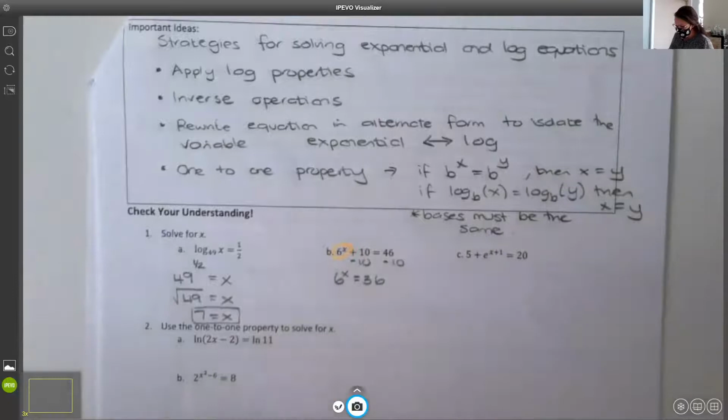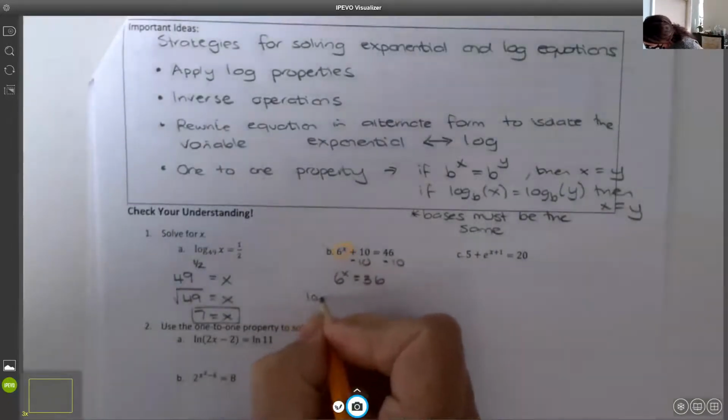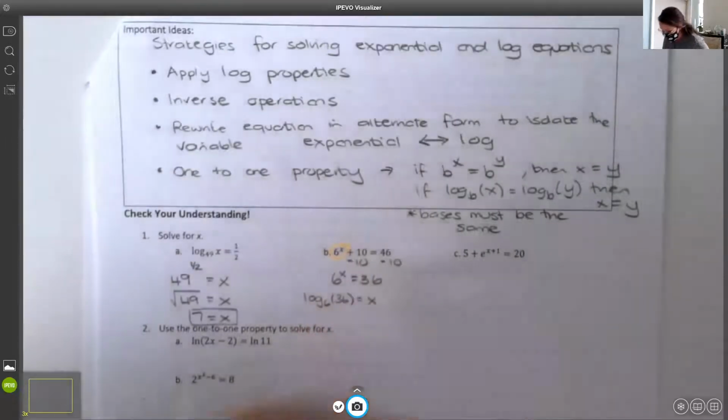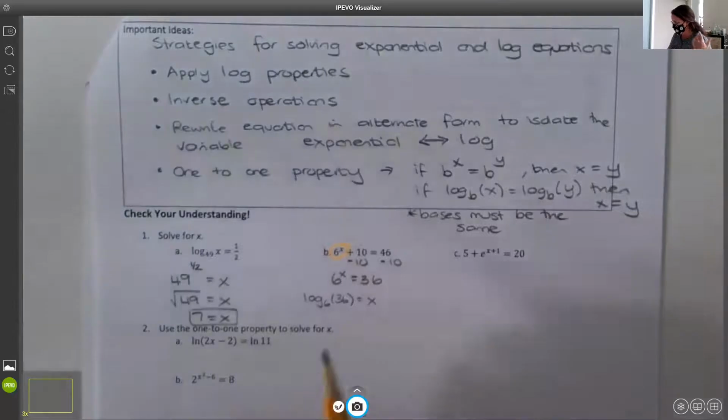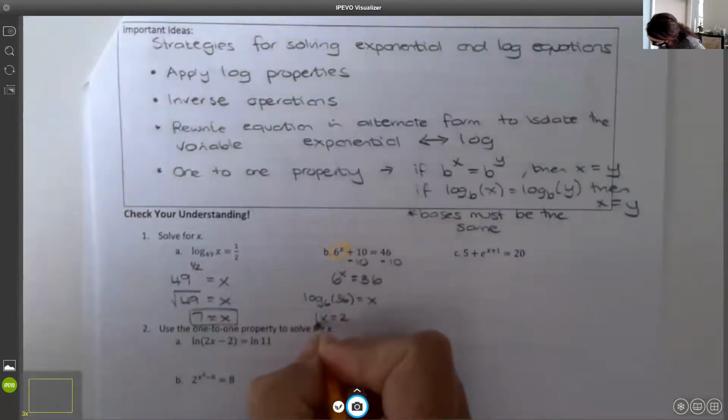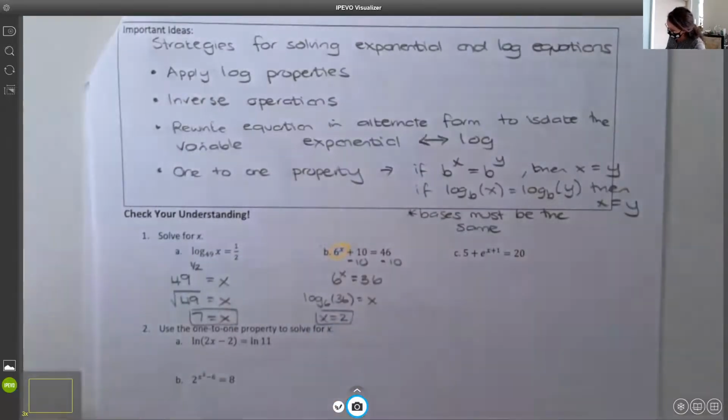And then at this point, you have two choices. One is to rewrite it as a log. You could write that as log base 6 of 36 equals x. And then just think to yourself, 6 to the power of what is 36? That's going to be x equals 2.